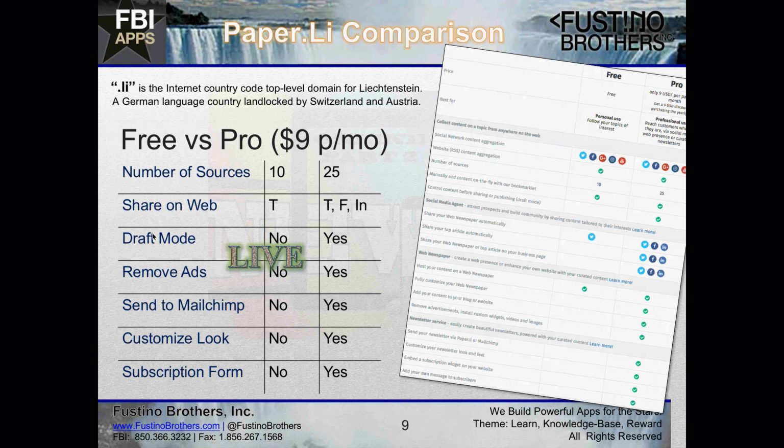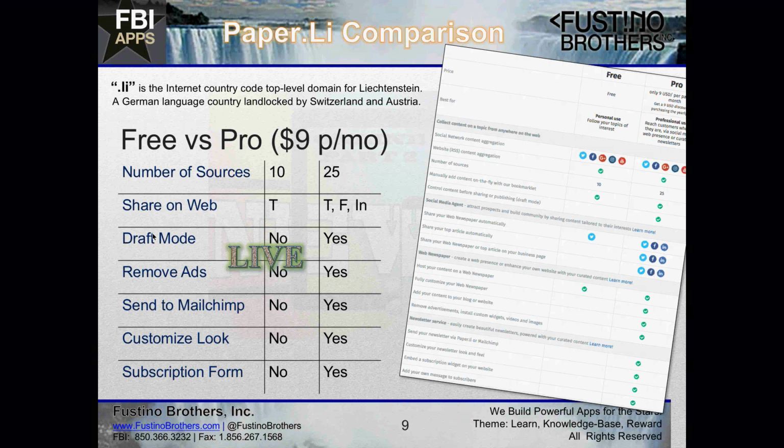Okay, so now for the comparison, you might be wondering, what does the LI stand for? Well, that's actually an internet country code, a top-level domain for Liechtenstein. It's a German-language country landlocked between Switzerland and Austria. Rick, being a traveler, have you ever been to Liechtenstein? I haven't been there, but it's one of the smallest countries in the world. Well, this product is actually made there, and fortunately they've got an English version, which is kind of nice.